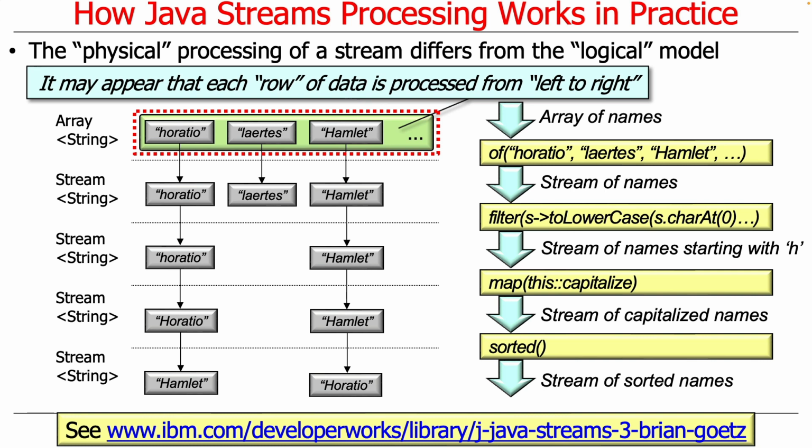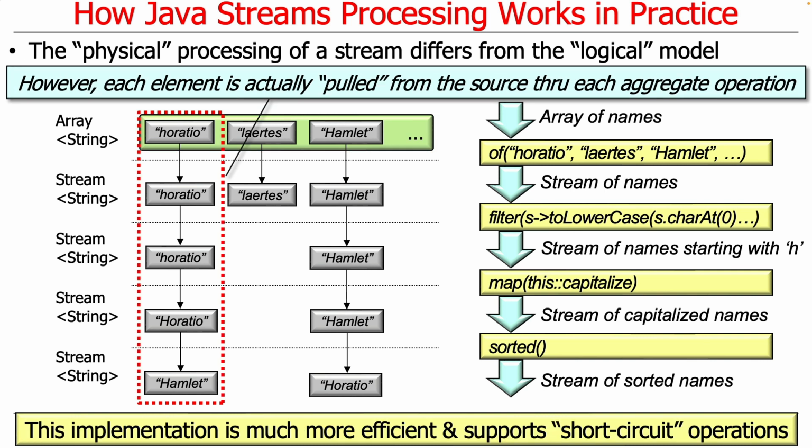If you just look at it like this, it appears that each row of data is processed from left to right, top to bottom. That's how I described it, but that is actually not how it works under the hood, and I'll explain why in a second. What happens in practice is each element is actually pulled from the source from top to bottom, left to right for a sequential stream, or all in parallel for a parallel stream. Let's focus on sequential streams here just for the moment to avoid getting ahead of ourselves.